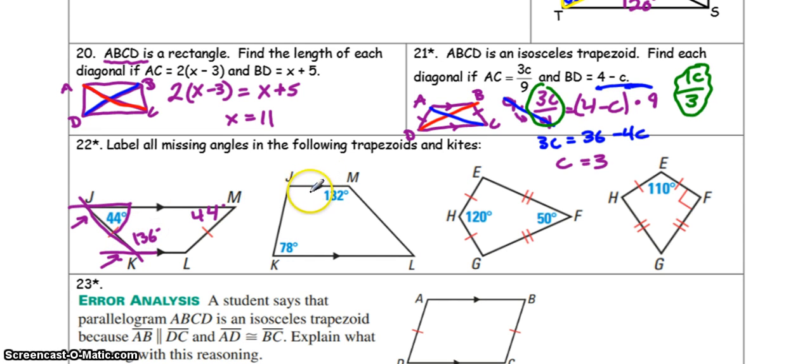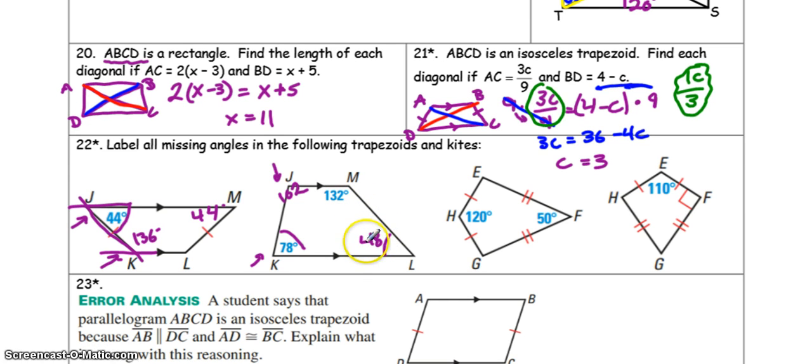In the next one, it is no longer an isosceles trapezoid, so we can't just use base angles. This angle will not be the same as this angle, so angle L is not 78 degrees. However, the fact that the two consecutive angles, angle K and angle J, add up to 180 degrees and are supplementary is still the same. So 180 minus 78 leaves us with 102 degrees for J. And taking angle M, 180 minus 132 leaves us with 48 degrees.